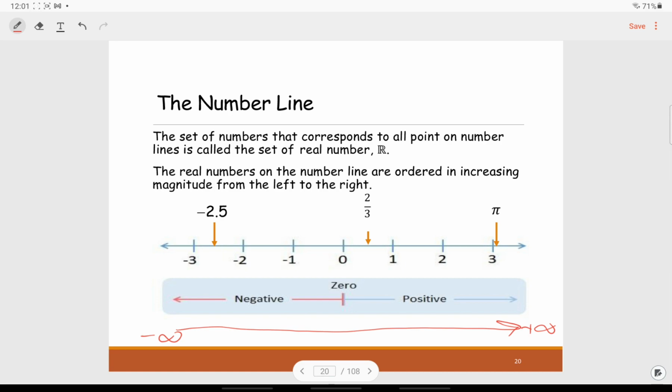For example, we have natural numbers 1, 2, 3, we have whole numbers 0, 1, 2, 3, and we have integers, moving from negative to positive integers. What else? We also have rational numbers, and we also have irrational numbers. So all real numbers can be represented using the number line.